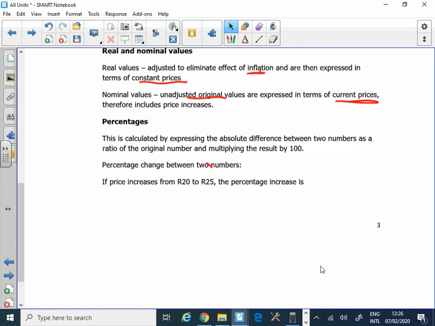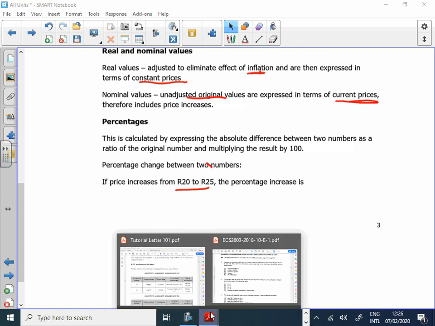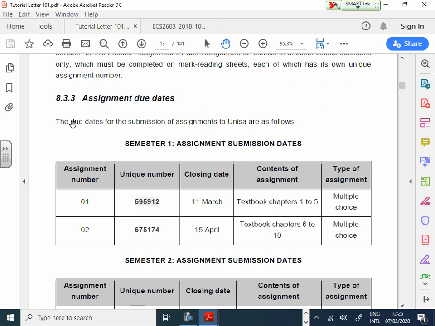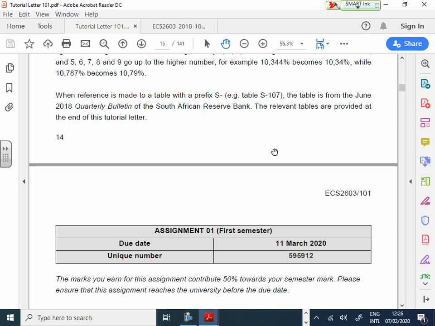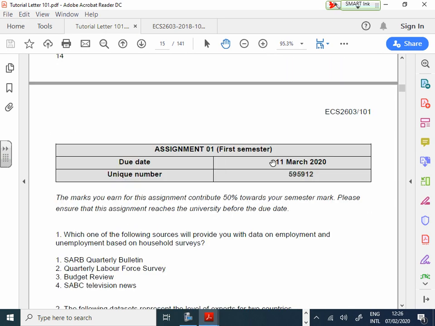Percentage changes between two numbers, we can work them out as well. So if I give you a test, let's say your assignment 1, is it out of 30 questions? I think it's 30 questions. Is it fine if I check? Where is assignment 1? Over here, I can scroll down quickly. Question, okay, there we go.